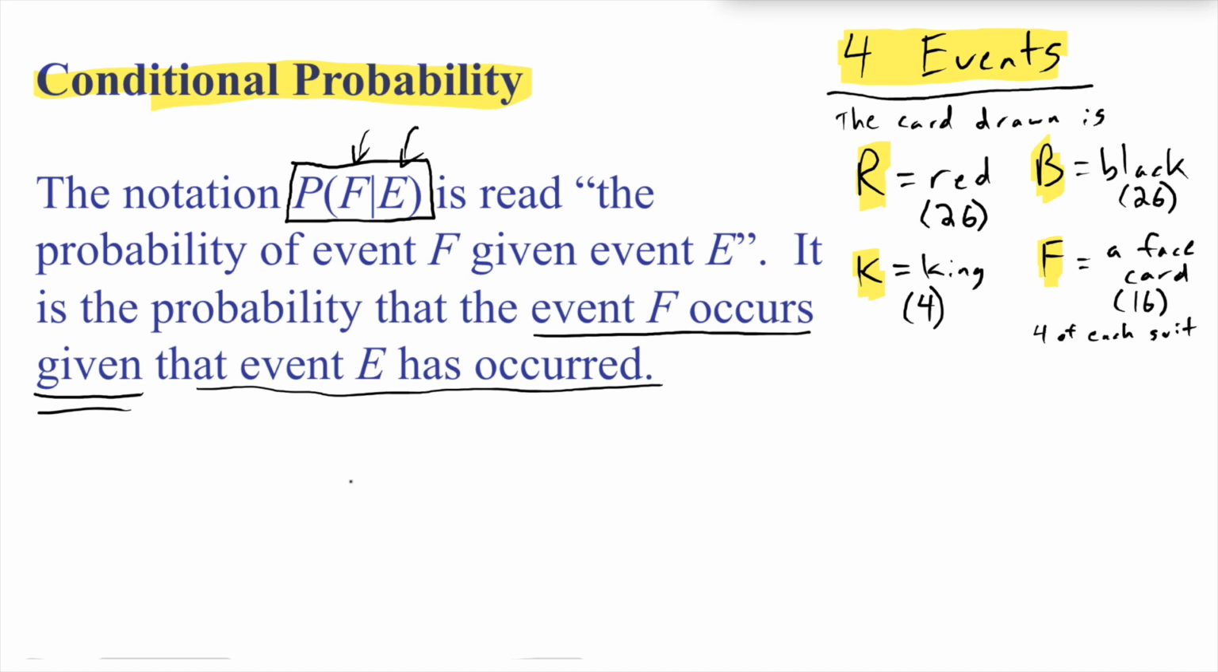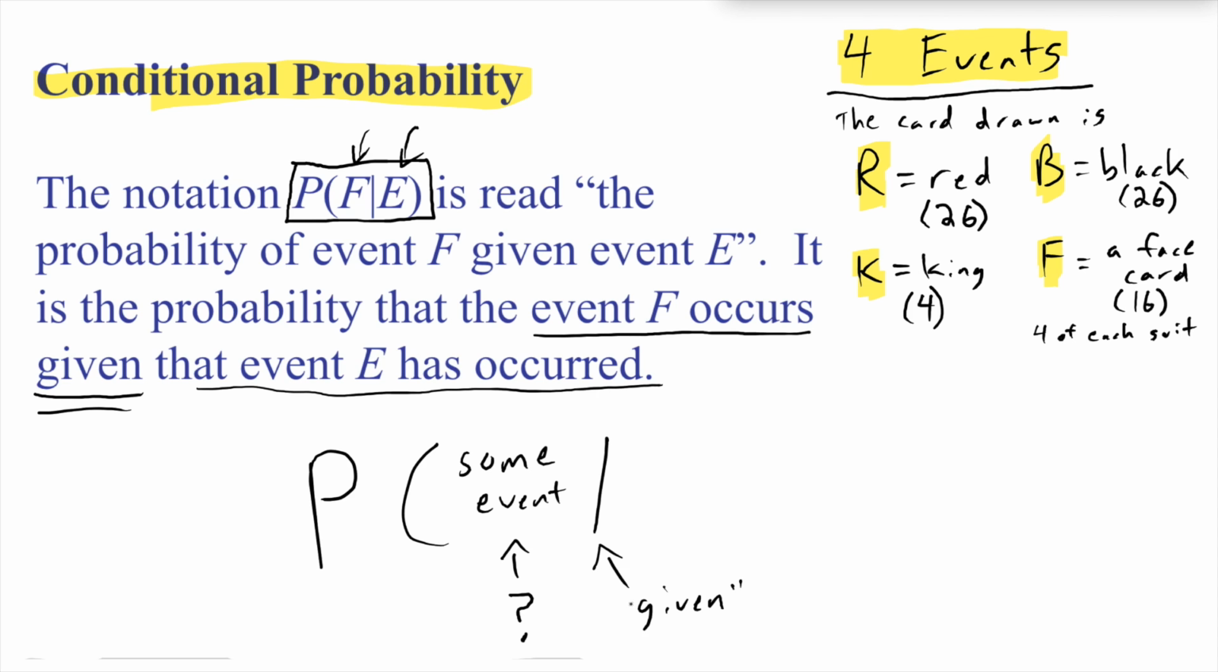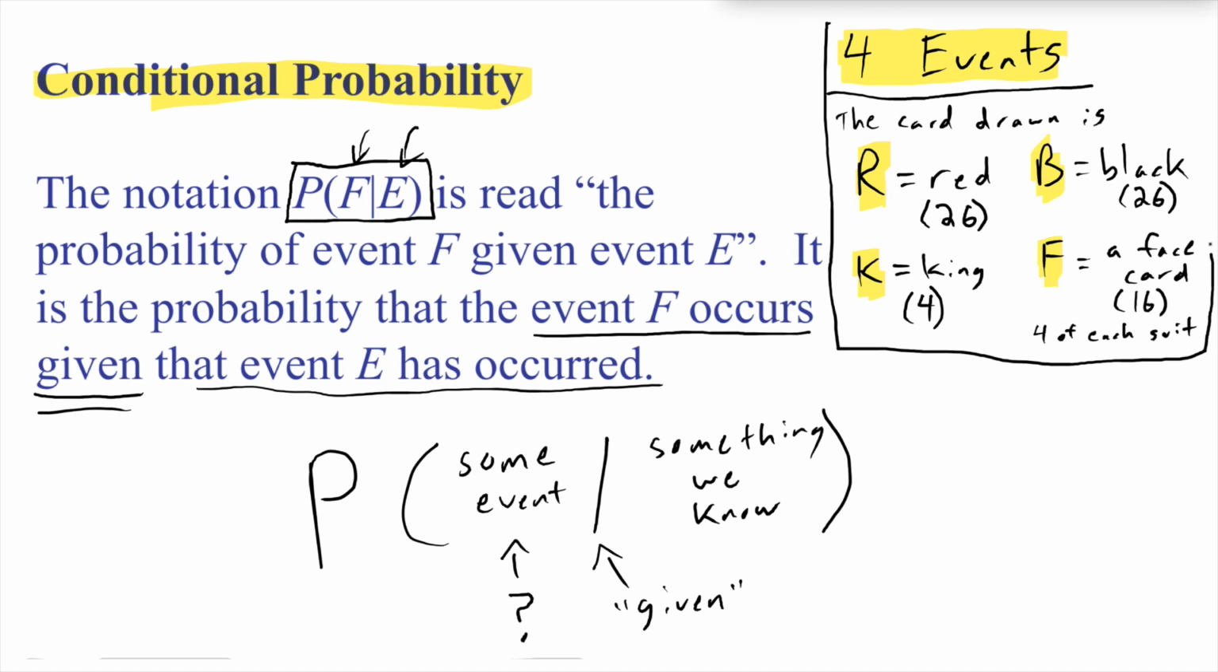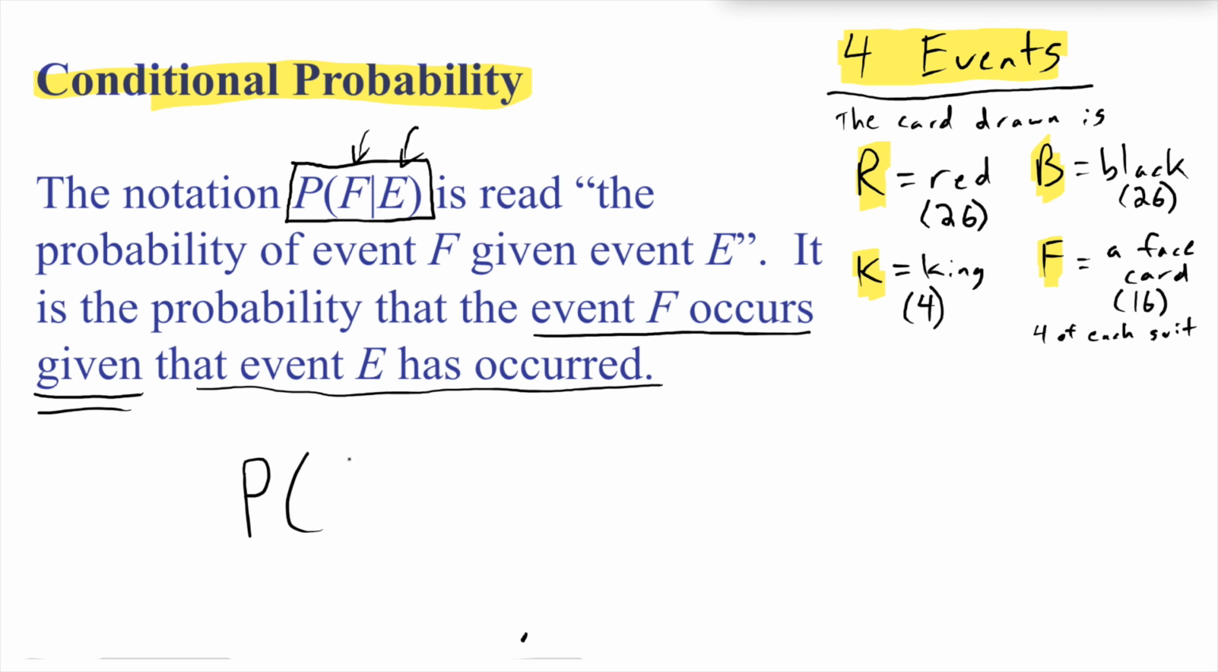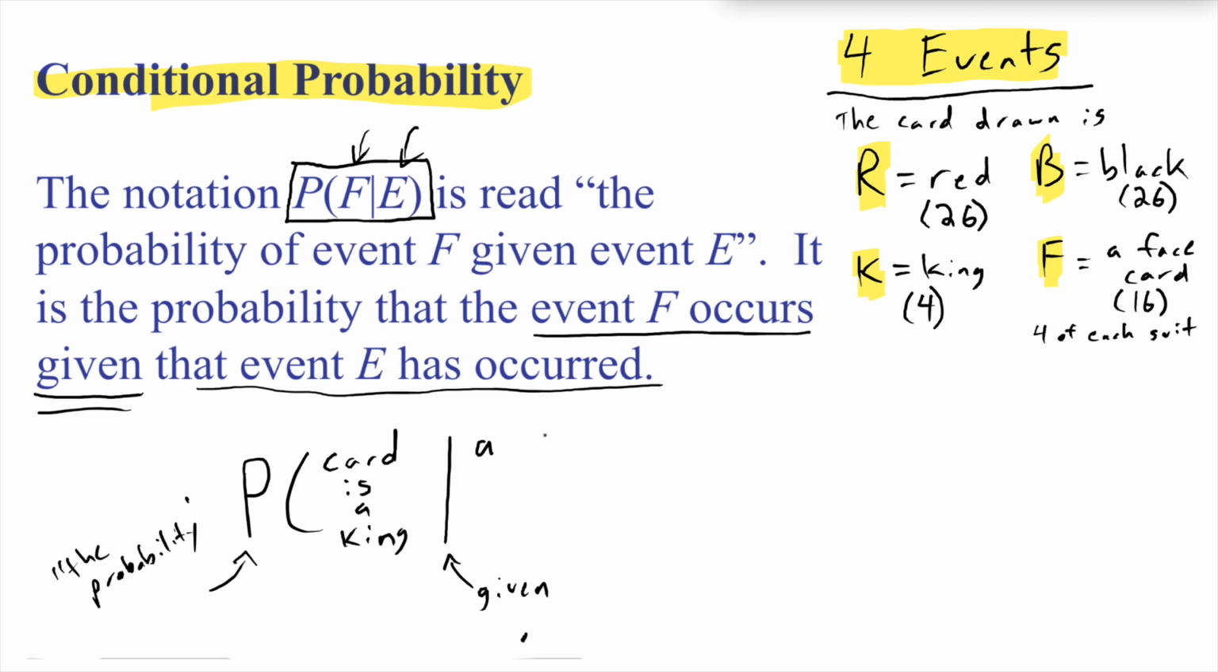So when we do conditional probabilities, they're going to look like this format. This is the unknown thing. And then we're going to be given some more information. We're going to be given something we know. So let's look at using these same 4 events. And instead of doing unconditional probabilities, let's do some conditional probabilities. Let's start out by finding the probability that the card is a king given something we know. And so we're going to say we know the card is a face card.